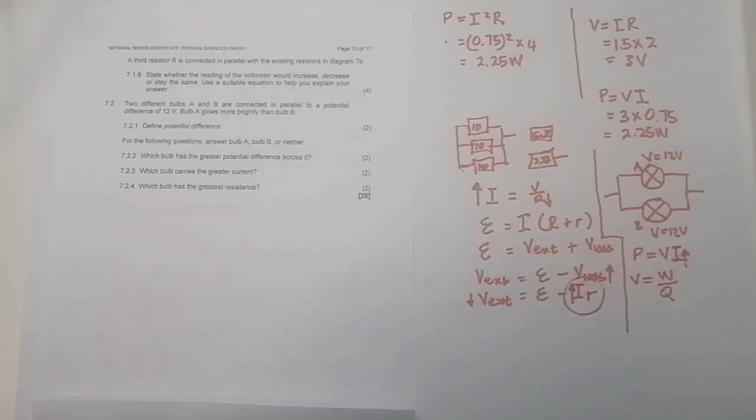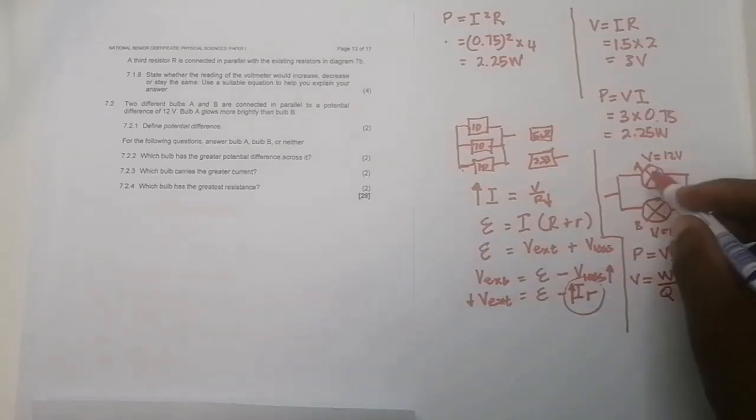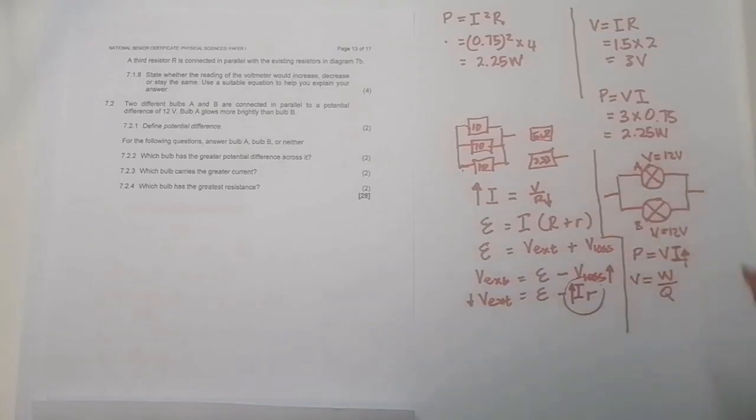And the last question, they say which bulb has the greatest resistance, right? I've shown you there that, remember, for there to be more current across A, it has to have less resistance. So the one that has a greater resistance should be bulb B. Right, I hope that makes sense, ladies and gents. And essentially that's our 28 marks, and we would have scored ourselves that 28 marks in such an easy and remarkable way.